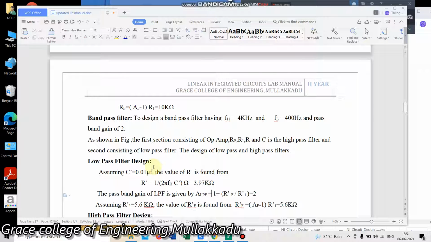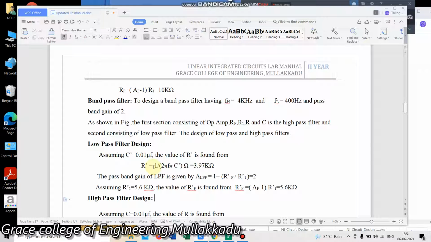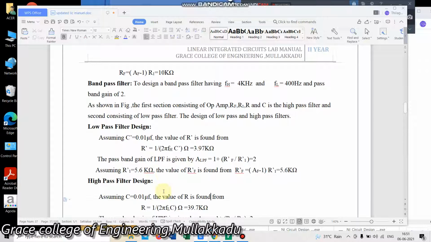Next, for the band pass filter, we use two frequencies, a high frequency and a low frequency. Therefore, we are going to design these two components. For that, C equal to 0.01 microfarad and R is equal to 3.97 kilo ohm, by taking FH equal to 4 kilohertz, with A equal to 2 and R1 equal to 5.6 kilo ohm, RF is calculated as 5.6 kilo ohm.